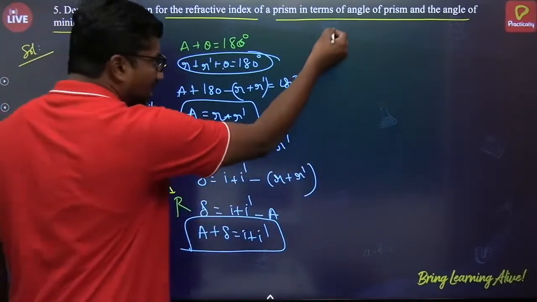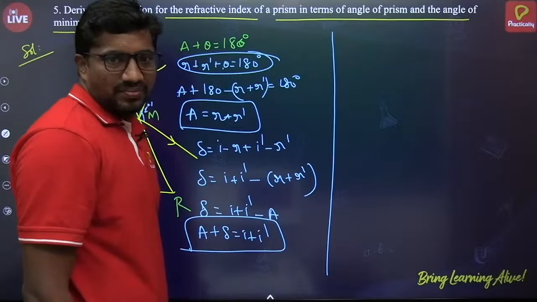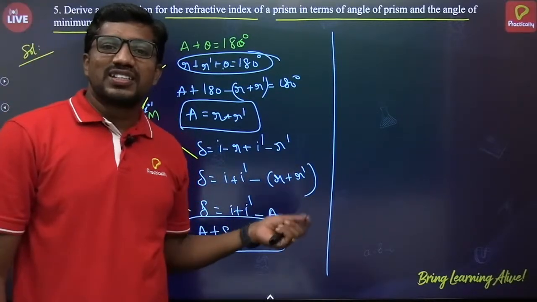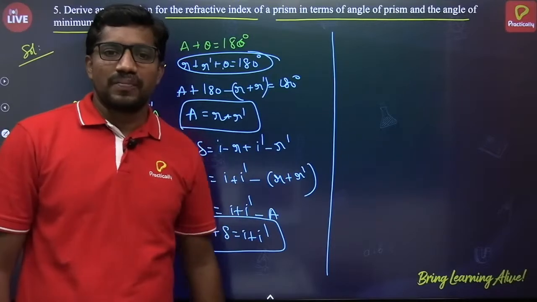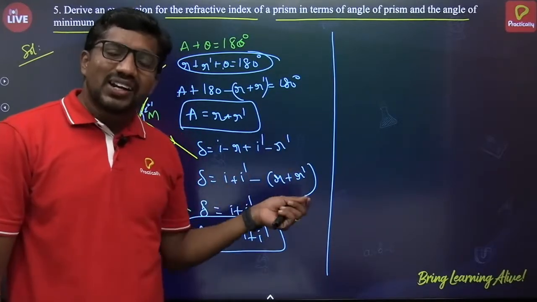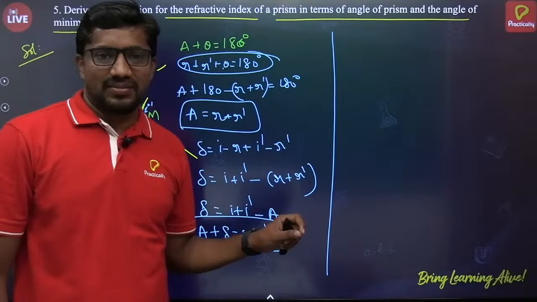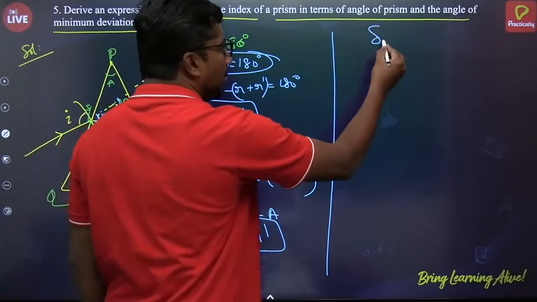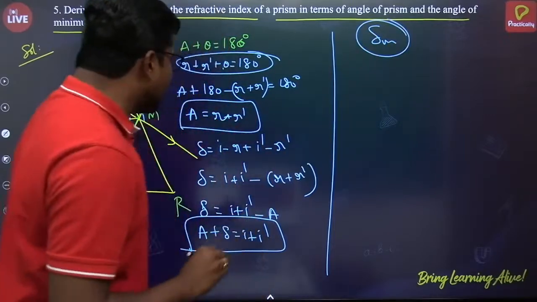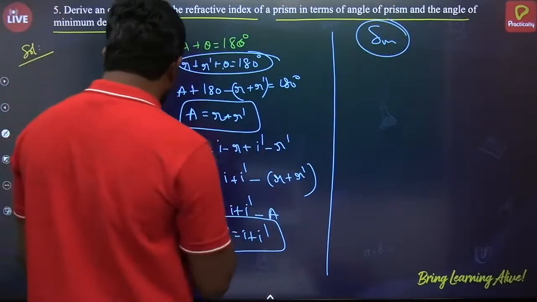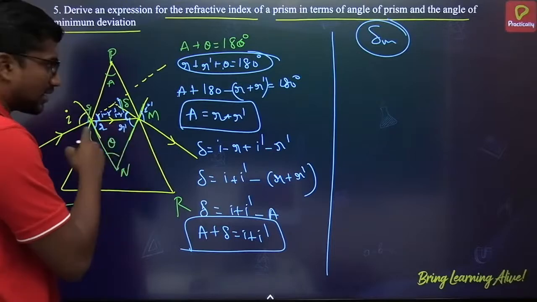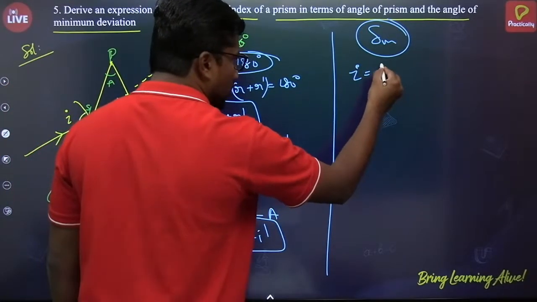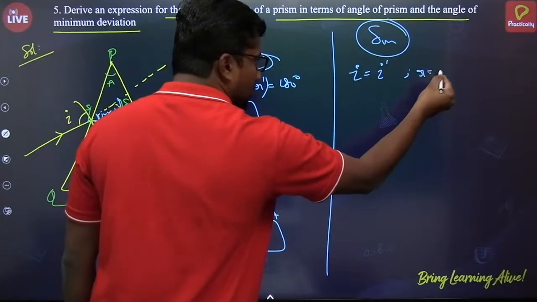Under that minimum deviation condition, the angle of deviation is nothing but the angle through which the incident light ray will deviate from its path. So we are calculating that for the minimum angle of deviation. If delta is the angle of deviation, let delta m be the minimum angle of deviation. Under that condition, the refracted light ray will be parallel to the base of the prism. There we can write I is equal to I dash and R is equal to R dash.